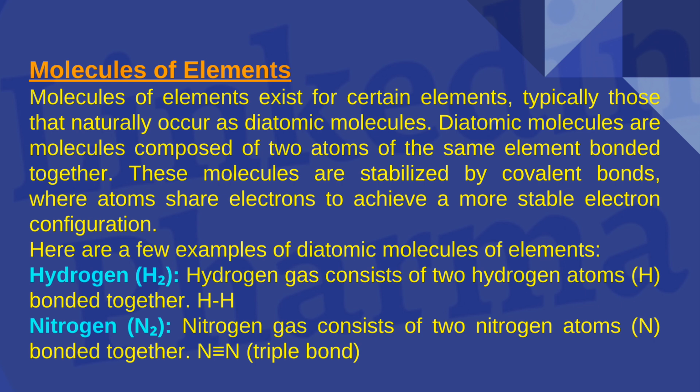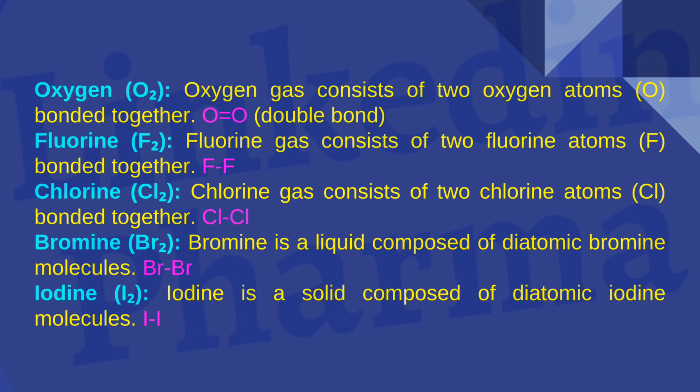Hydrogen. Hydrogen gas consists of 2 hydrogen atoms, H, bonded together. Nitrogen. Nitrogen gas consists of 2 nitrogen atoms, N, bonded together. Oxygen. Oxygen gas consists of 2 oxygen atoms bonded together. Fluorine. Fluorine gas consists of 2 fluorine atoms bonded together. Chlorine. Chlorine gas consists of 2 chlorine atoms bonded together.